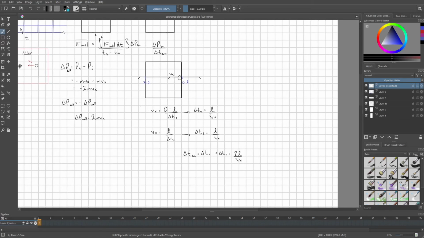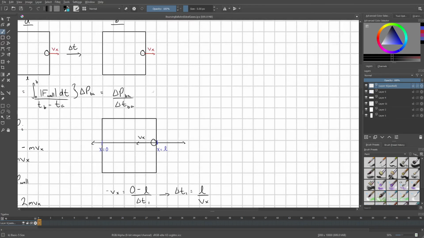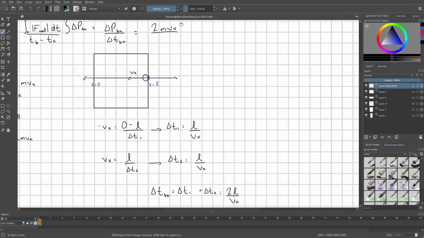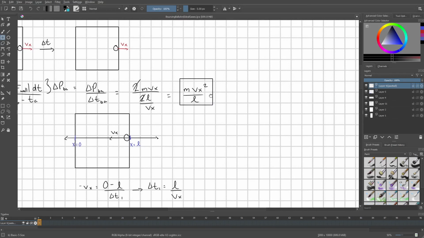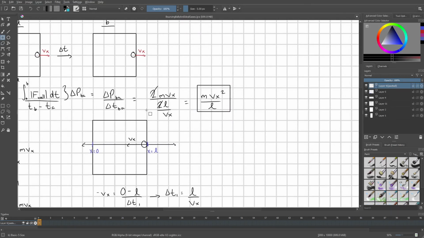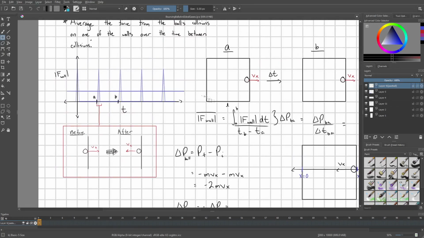But now we have both of our components, and so we just have to plug them in to this guy right here. And so we get that this term here equals 2mvx over, what did we get before? 2L over Vx. Our 2's cancel out, and we get that this term equals mvx squared over L. So for the right wall, this term happened to be positive. For the left wall, the time averaged force would be in the negative direction. However, at the end of the day, for pressure and whatnot, we really only care about the absolute values of things. That's why I was talking about the absolute values of our forces.